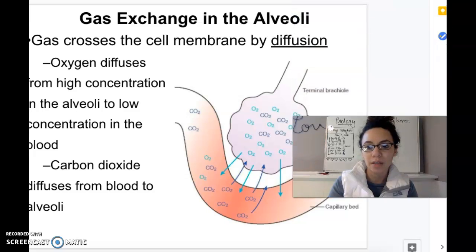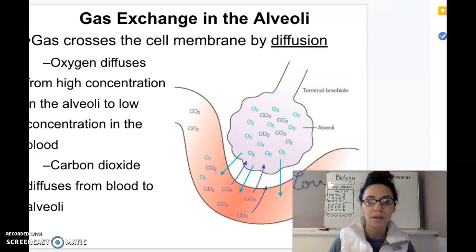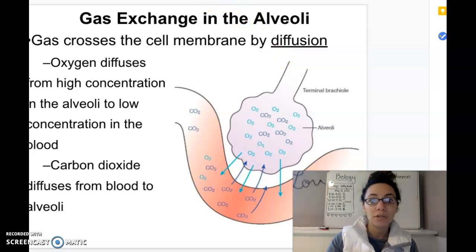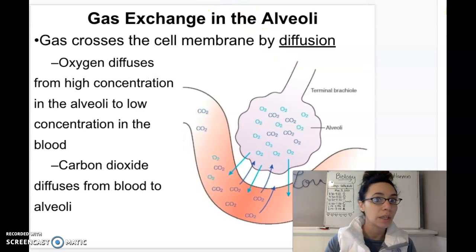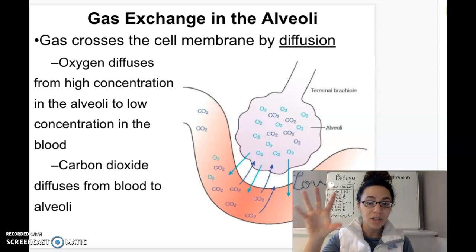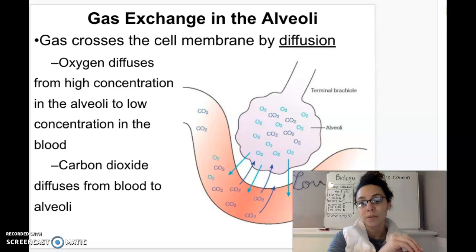Okay, so the gas exchange, super important here, because this is the functional unit. This is the main function of the respiratory system, to get oxygen in, to get carbon dioxide out. So gases cross the cell membrane by diffusion. Remember from biology class, diffusion is what? It's the movement of molecules from high concentration to low concentration.